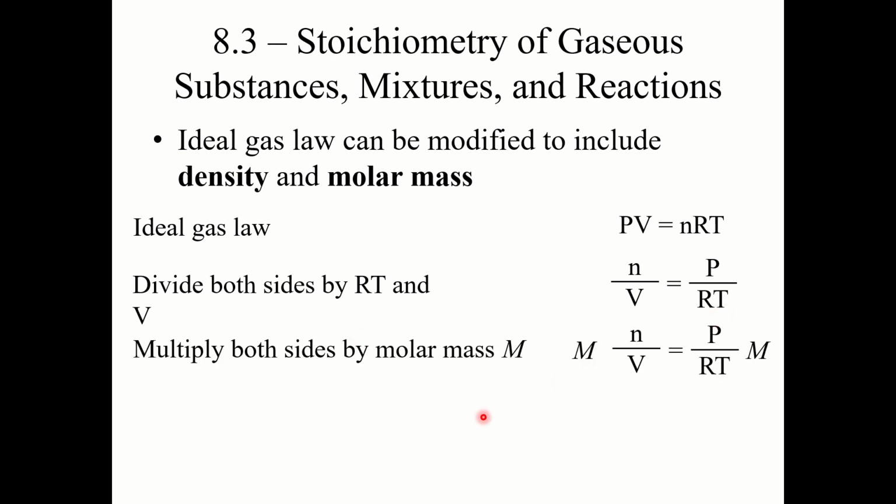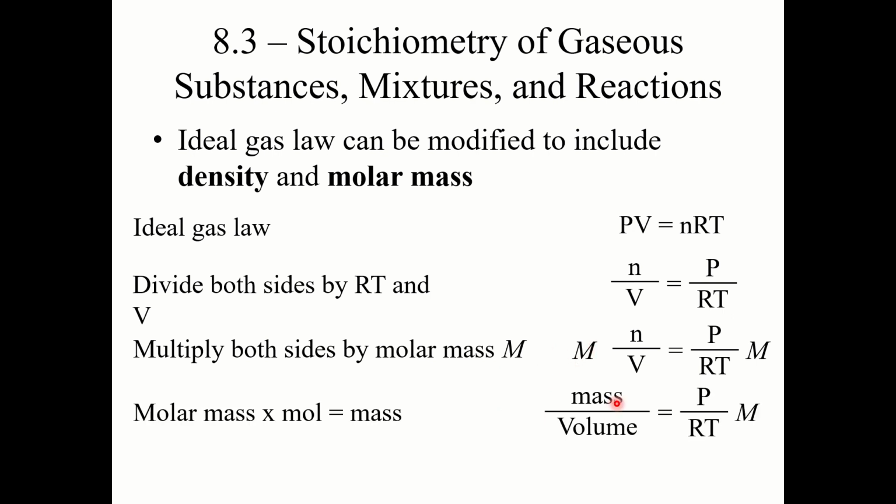Next, we're going to multiply both sides by molar mass, which is represented by the italic capital M here. Next thing I want you to recognize is this right here. On the left side, we have molar mass times n, number of moles. Molar mass times moles is just mass. So the italic M and the n give us mass. So we get mass over volume equals P times M over RT.